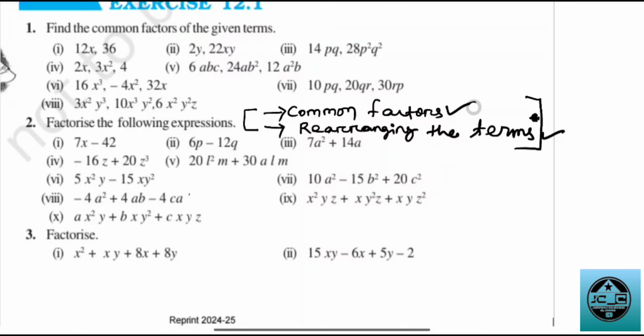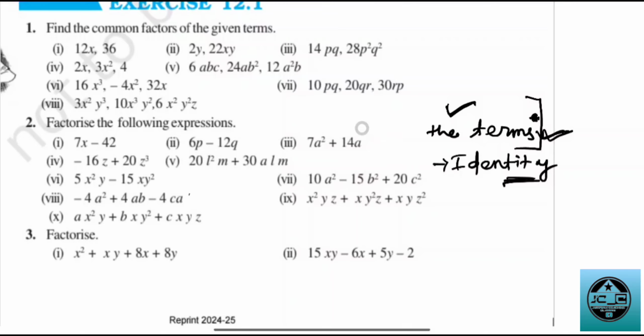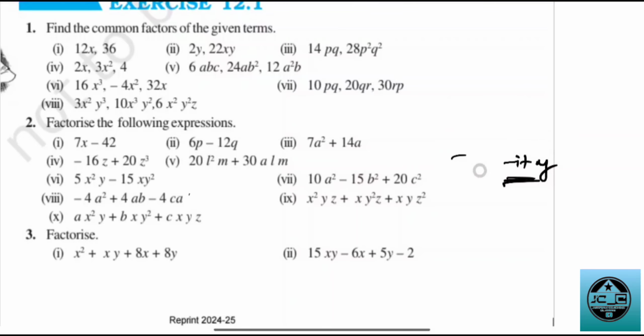One is by taking common factors, and the second one is by rearranging the terms. Ultimately, rearranging the terms includes the common factor method. The third one is by using the identities. Nevertheless, we are not going to use the identities now, only common factors and rearranging. So without any delay, we are going to do question number 2, bit I.